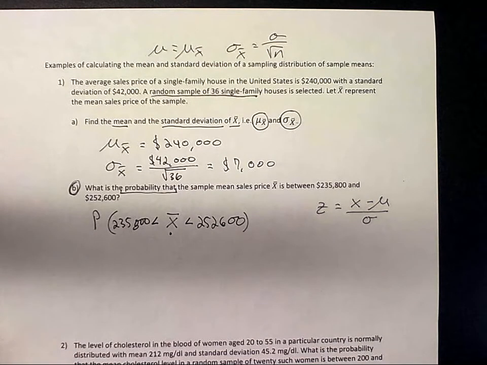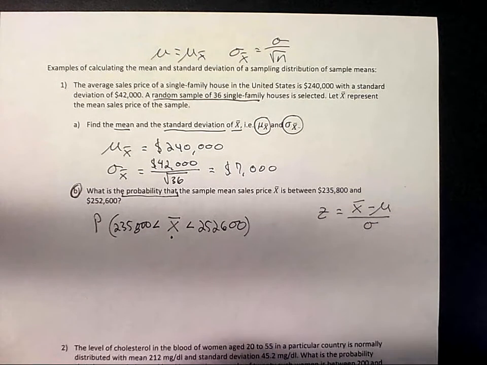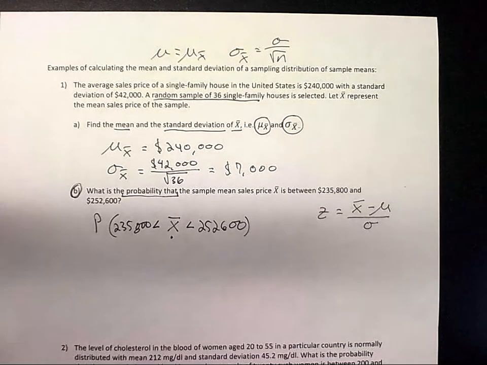However, we don't have x. We have x bar. So, therefore, here, what we're going to do is change this to an x bar. However, now that we're with an x bar, we're no longer just in a distribution, we're in a sampling distribution. Right? Does that make sense?